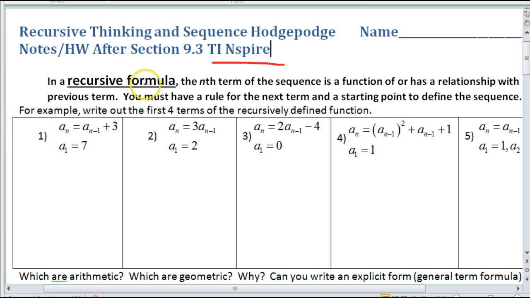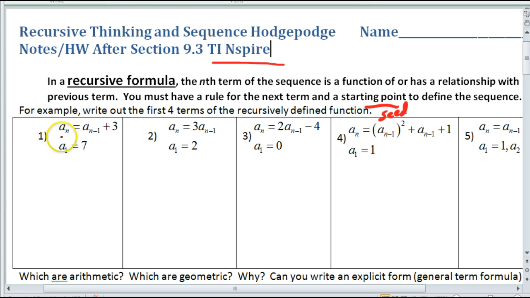What happens with a recursive formula, we've been calling this implicit in class, so you might hear either term, is that the nth term of the sequence has a relationship with the previous term. You have a rule for this, and you also must have a starting point. Sometimes I call the starting point the seed, because that's what we plant to determine what our function is.